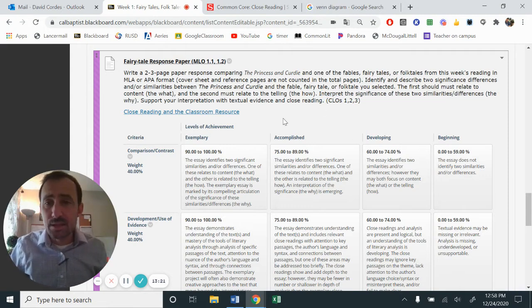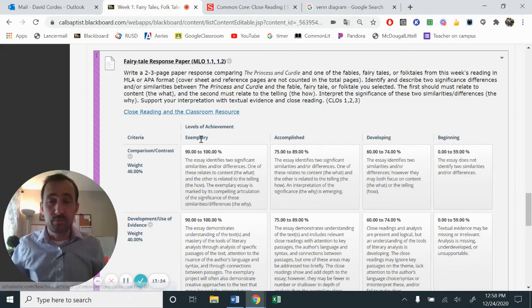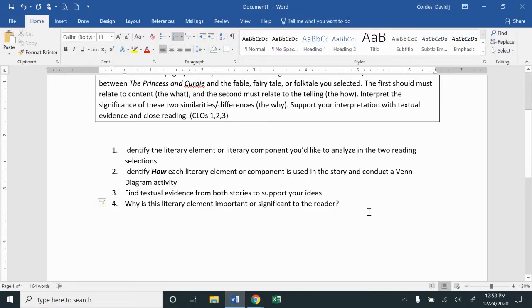So as you go through, take some time to think of your components. Let me leave this here for a moment so you can see, write down, or copy. You want to identify what the literary elements are that you want to discuss from your 2 stories. How are they being used in each of them? You can do your Venn diagram activity. Go into your text to find pieces of textual evidence and examples to support those ideas. And then come to, why is that important for the reader? What are they pulling away from?